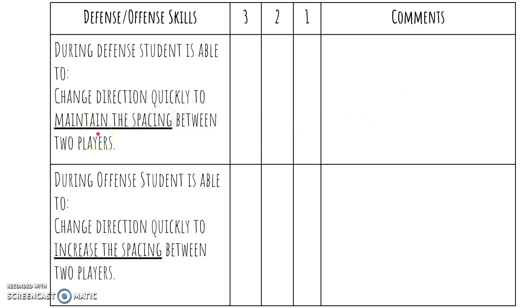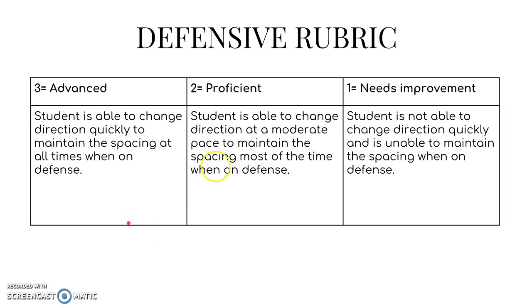So on defense, if they were able to maintain the spacing, then I would grade them accordingly. On offense, if they were able to increase spacing, I would grade them accordingly. So here are the rubrics. When they're on defense, if the student is able to change direction quickly to maintain the spacing at all times, then they're at an advanced learner phase and they're going to get a 3.